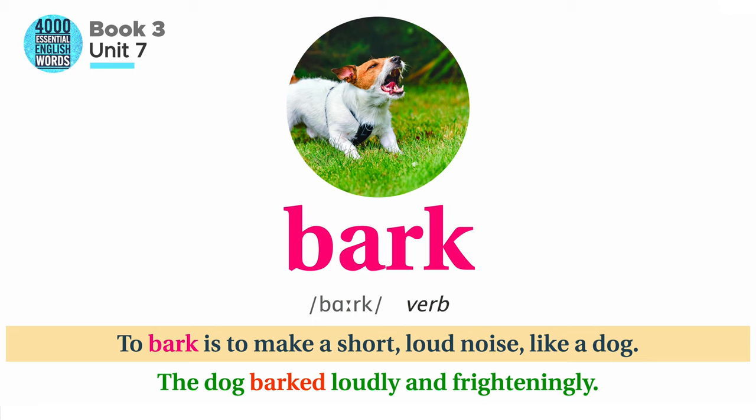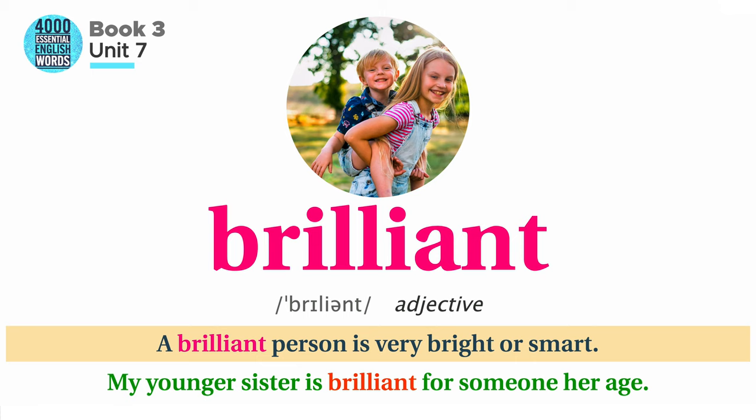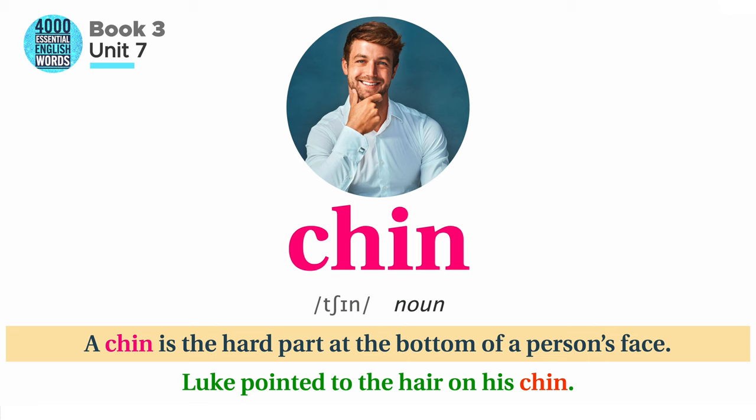Bay. A bay is an area near the ocean where the land goes inward. The Golden Gate Bridge crosses San Francisco Bay. Brilliant. A brilliant person is very bright or smart. My younger sister is brilliant for someone her age. Chin. A chin is the hard part at the bottom of a person's face. Luke pointed to the hair on his chin.